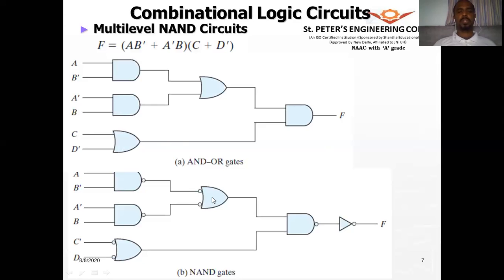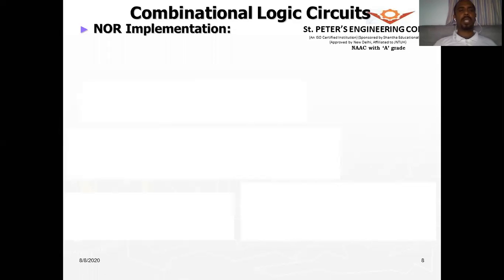So when this output, which is a partial output, is given to this NAND gate here, and by the time it reaches and we get the final output, there is a delay. So that is why we normally avoid the multi-level, and usually it is limited to two level, as we have seen previously. Okay. Now we will see how the NOR gate can be used to implement all the functions.